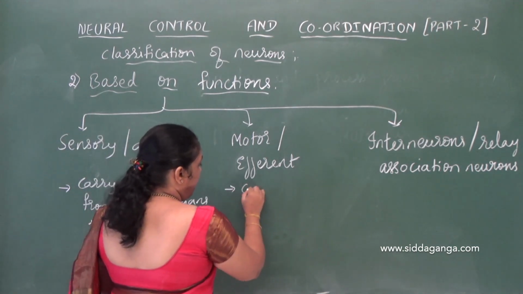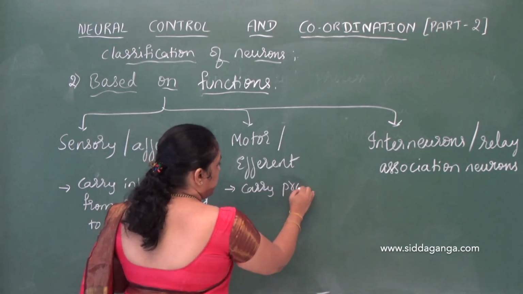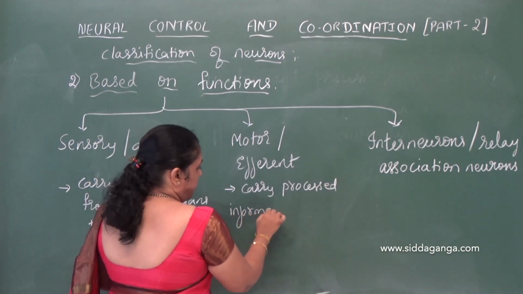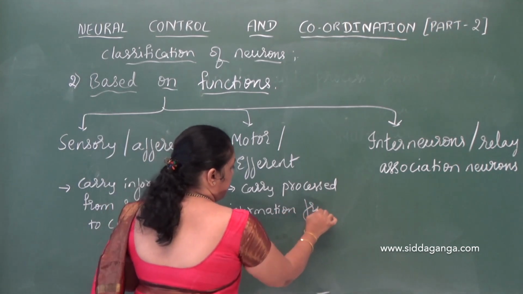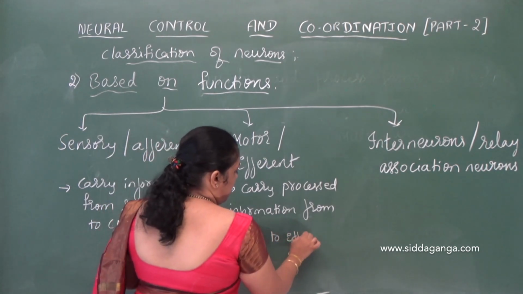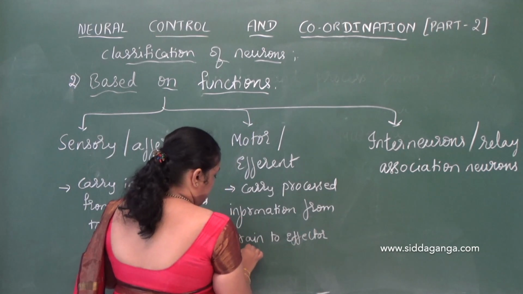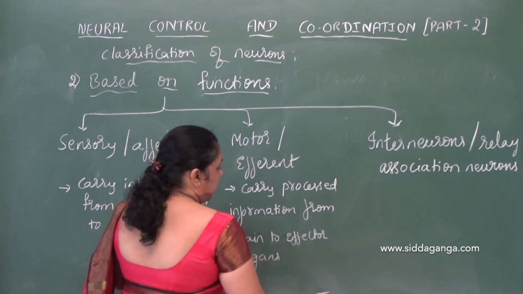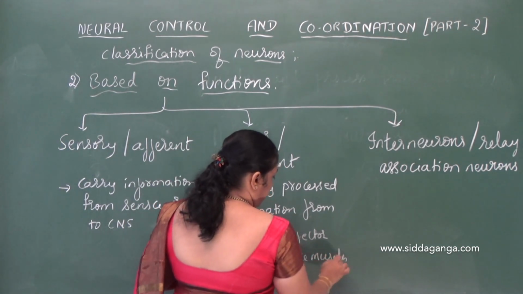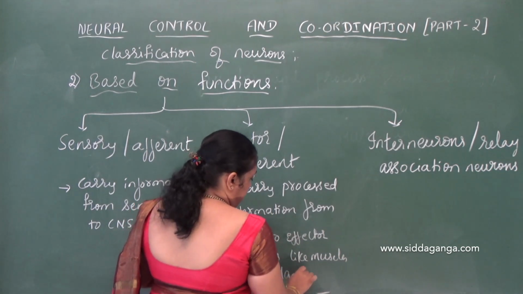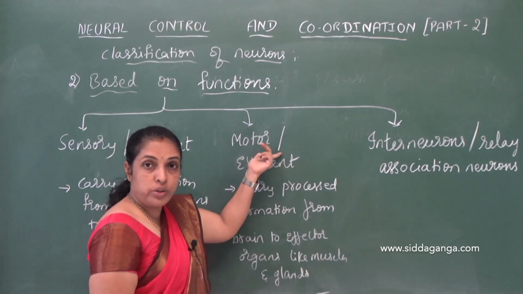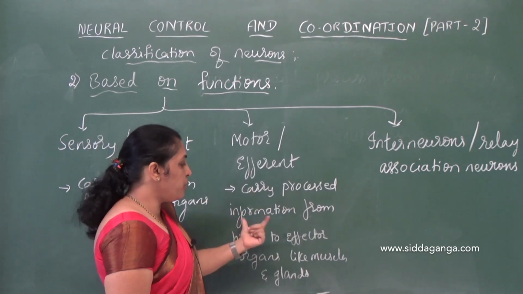Motor means they carry processed information from the brain to effector organs, organs like muscles and glands. So these motor or efferent neurons exit from the brain. They carry processed information.